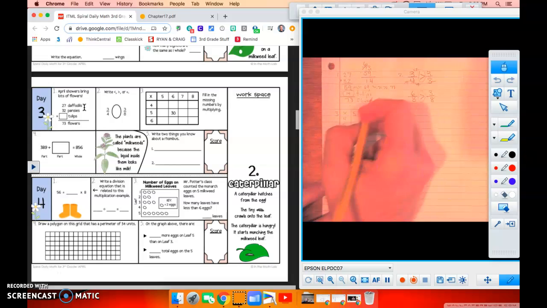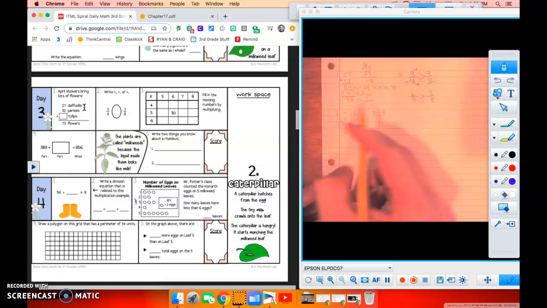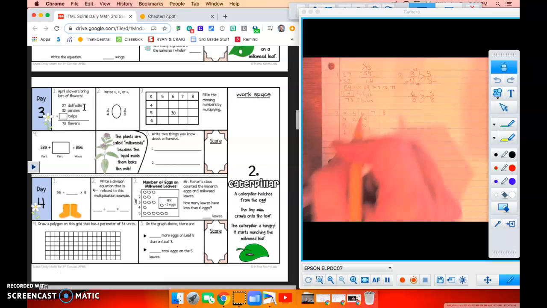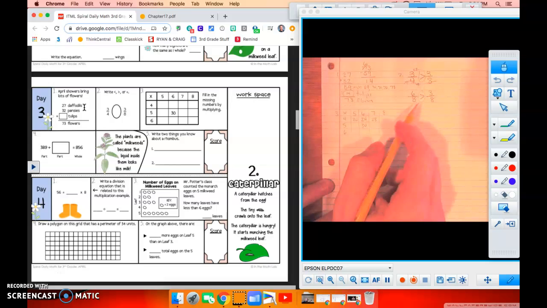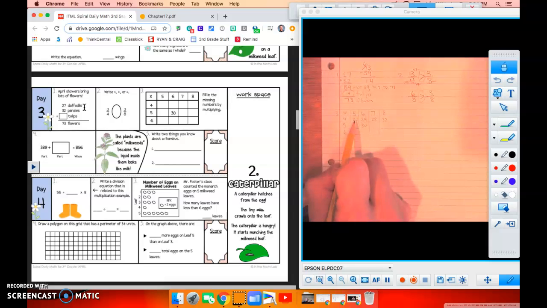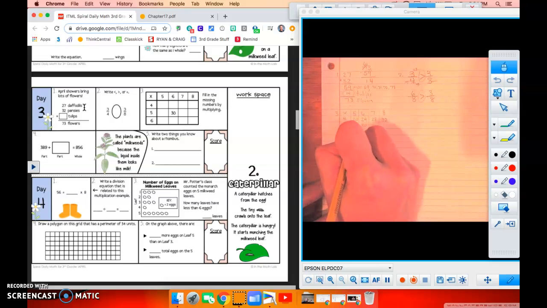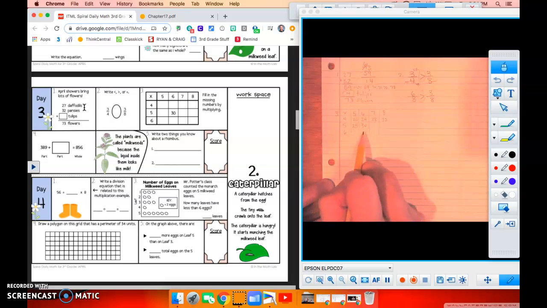So let's go 4 times 5, and there's our 20. 4 times 6, 24. 4 times 7, 28, and 4 times 8 is 32. If you notice each one of those, we add 4, okay? 5 times 5 is 25. 5 times 6 we already have is 30. 5 times 7 is 35, so we're counting by 5. So 25, 30, 35, 40.